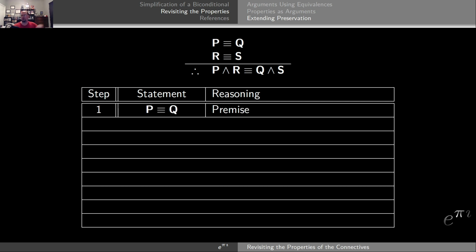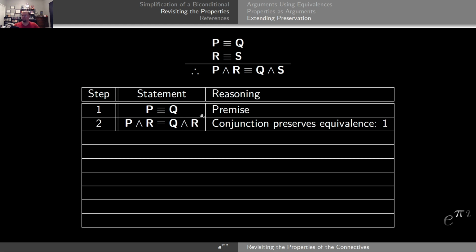Now we've already demonstrated that if I conjunction both sides of this equivalence with some fixed statement, say for example R, I get another equivalence. That is, P conjunction with R is equivalent to Q conjunction with R. So notice that R is on the right-hand side of both of the conjunctions, and it's the same on both sides like this. So how do I get S into this?